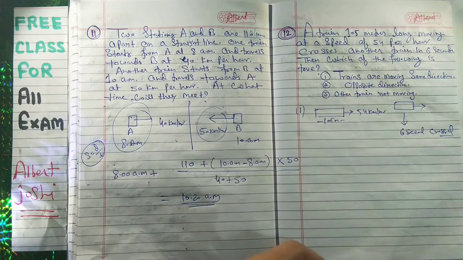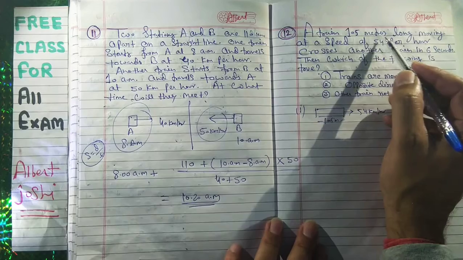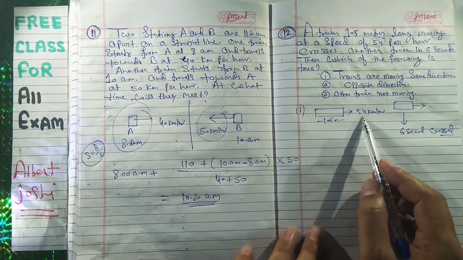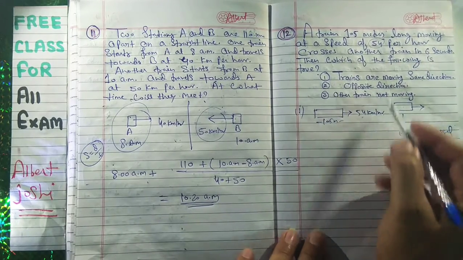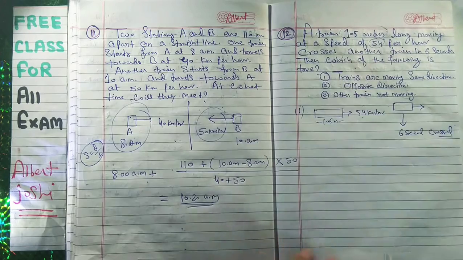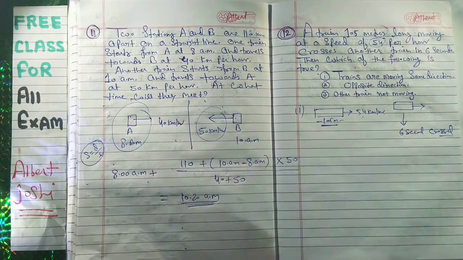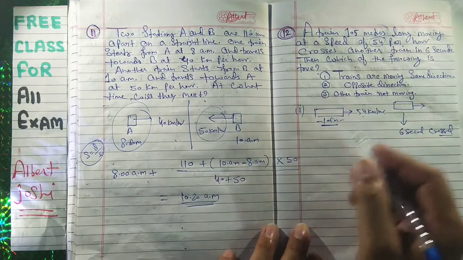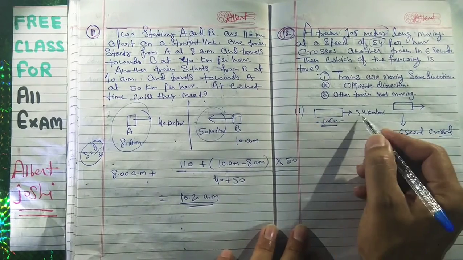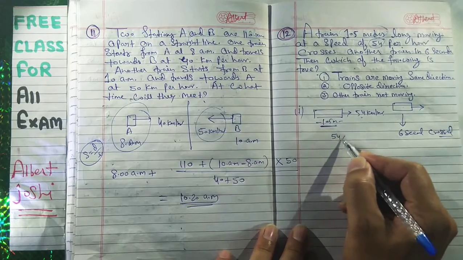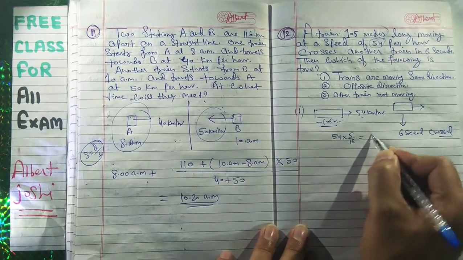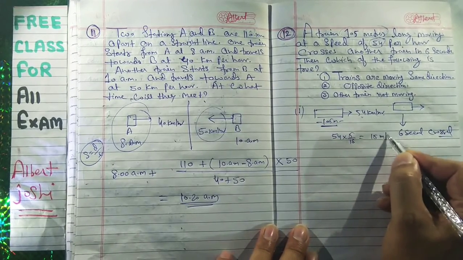For this problem, at first you have to convert this 54, because it is in kilometer per hour but the length of the train is 105 meter. So you have to convert 54 into meter per second by multiplying by 5 upon 18. So it will be 15 meter per second.